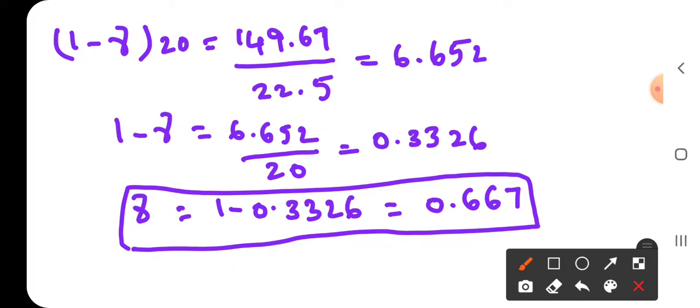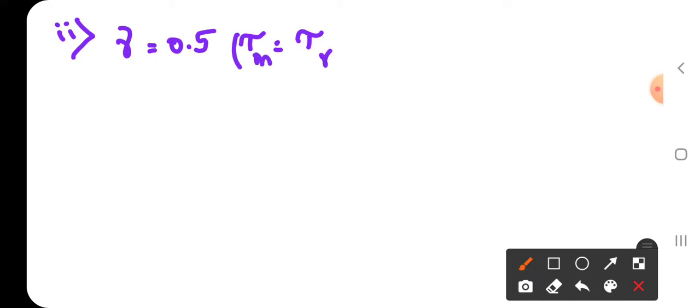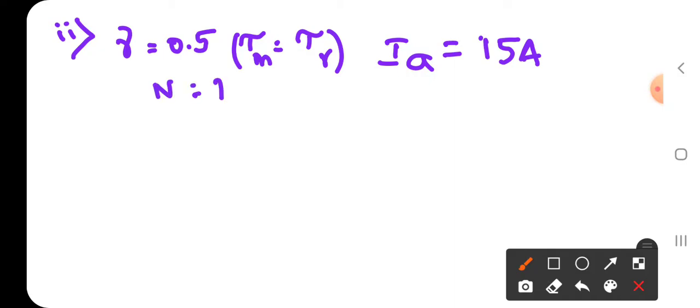In the second case, he has given the value of gamma as well as armature current also. In the second one, he has given the value of gamma. Gamma is equal to 0.5, and motor torque is equal to rated torque, like that he said. That means here you need to take armature current is equal to 15 amps only. Then he asked what is the speed. Now we go in the reverse manner.